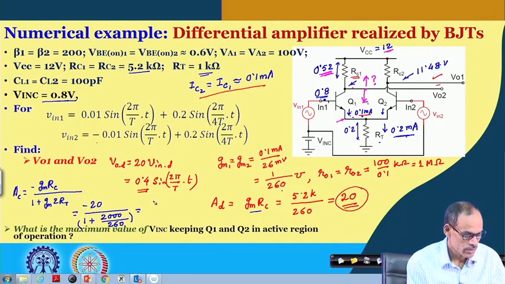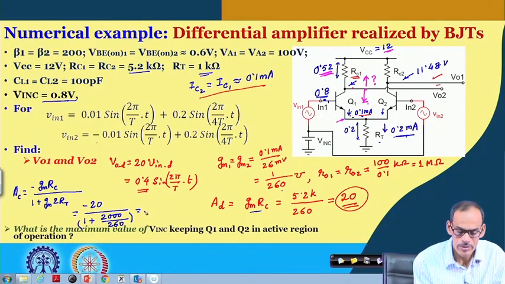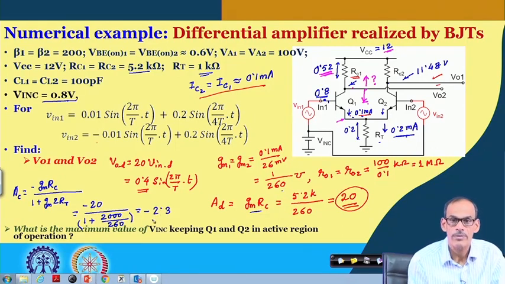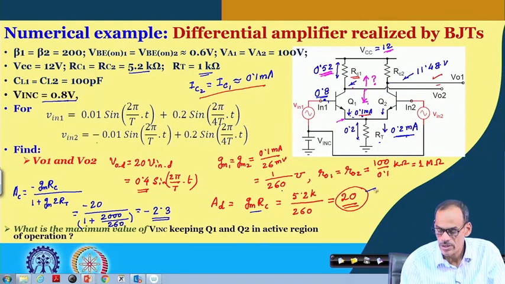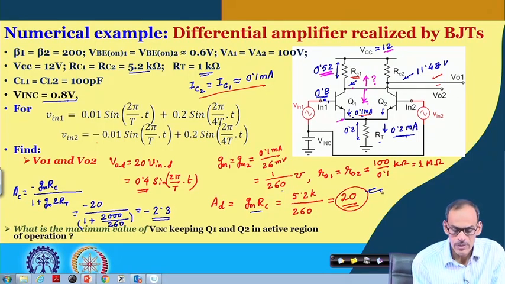So, I do have the common mode gain. It is not having much change. In fact, it is only minus 2.3 instead of minus 2.6. So, the common mode gain did not change much, but the differential mode gain has significantly changed.